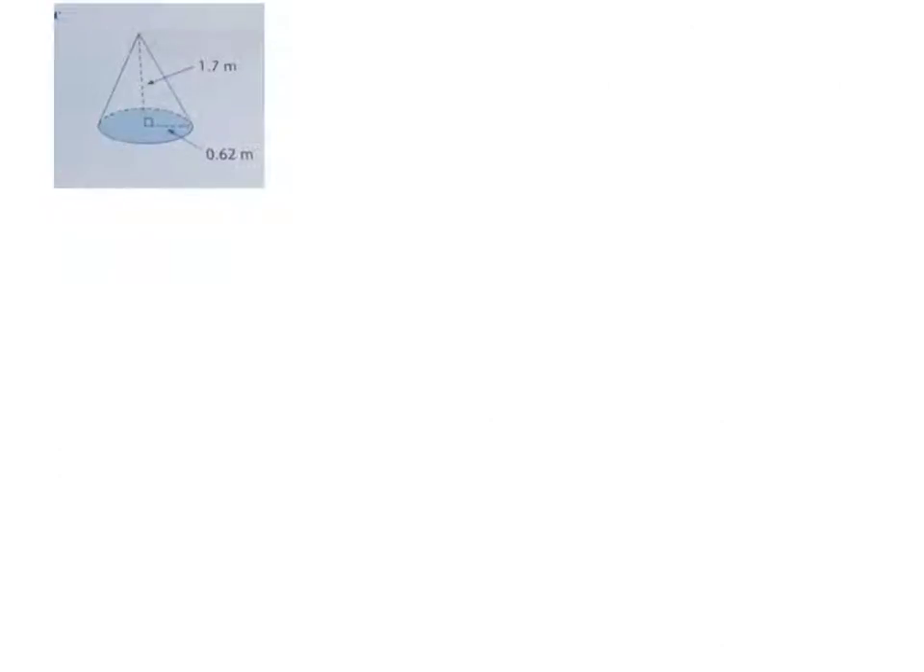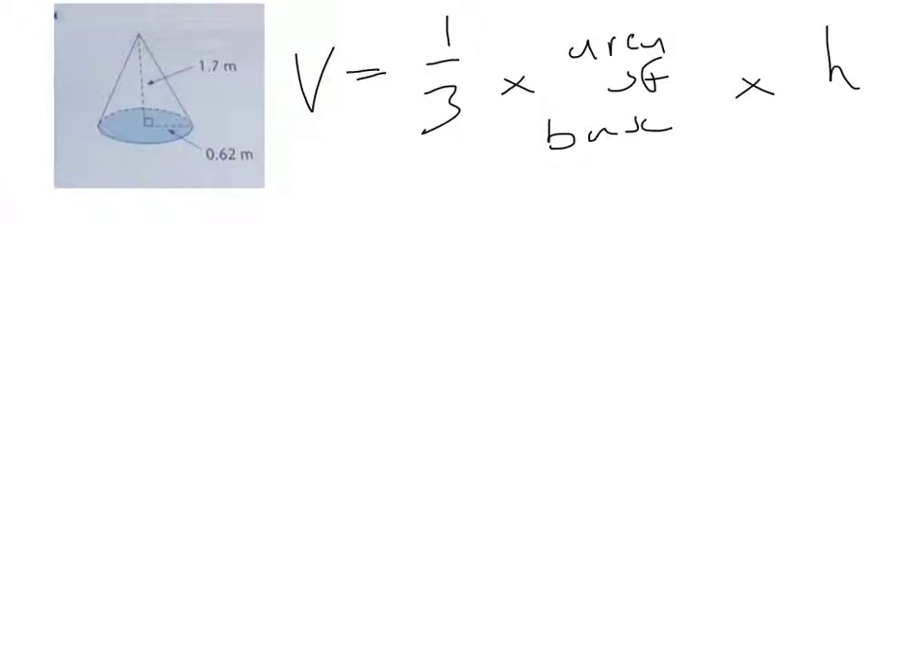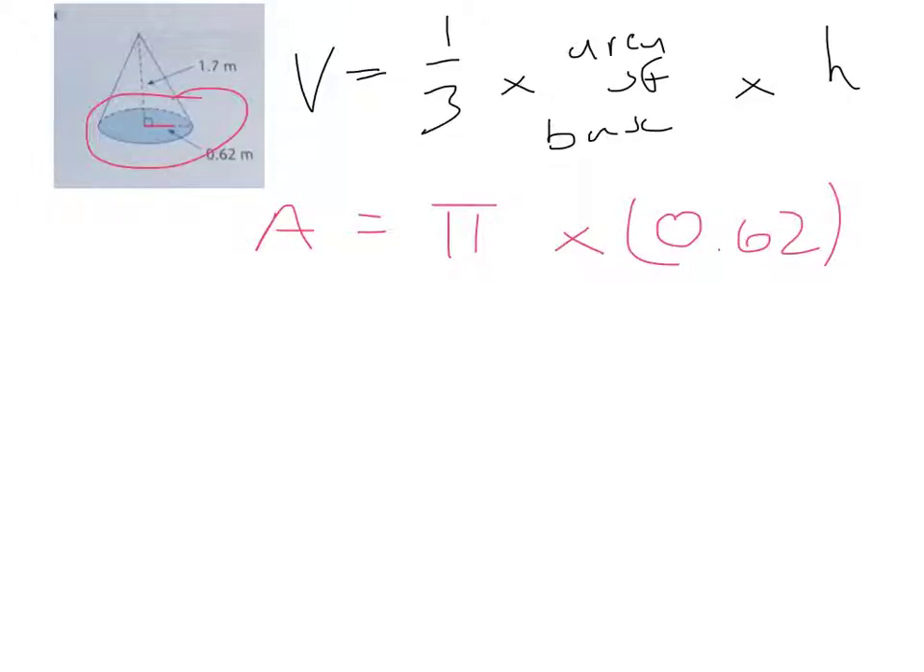How to get the volume of this actual shape, which is a cone? Again, all we have to do is 1/3 times the area of the base times the height. So in this case, the area of the base is going to be a circle down here, and we know the radius of that circle is going to be 0.62. So our area of a circle was pi times the radius, which is 0.62, and that radius has to be squared. So 0.62 centimeters squared.